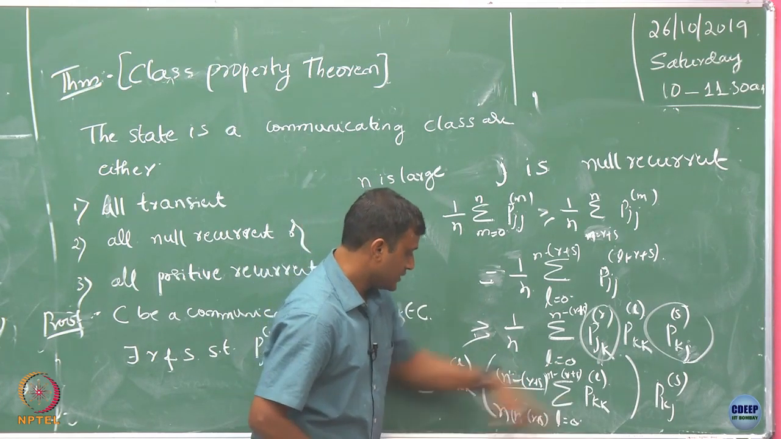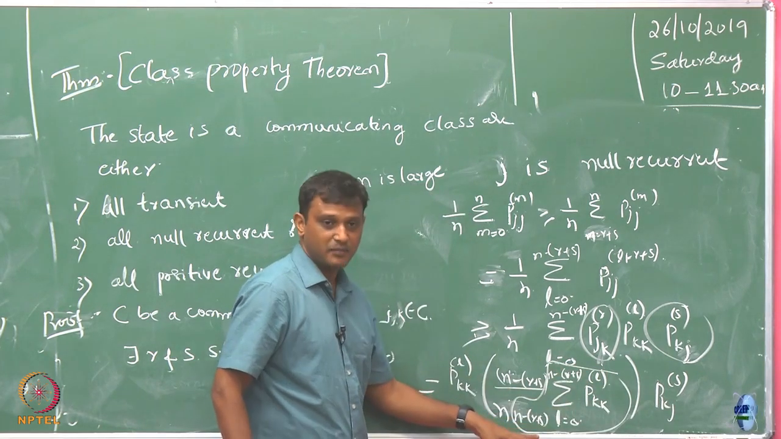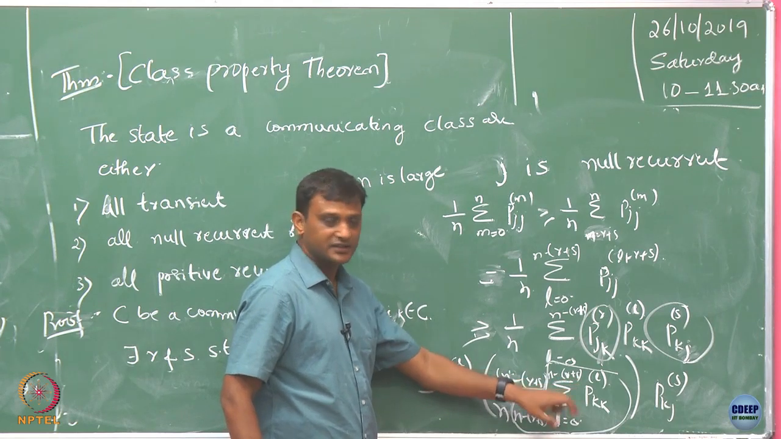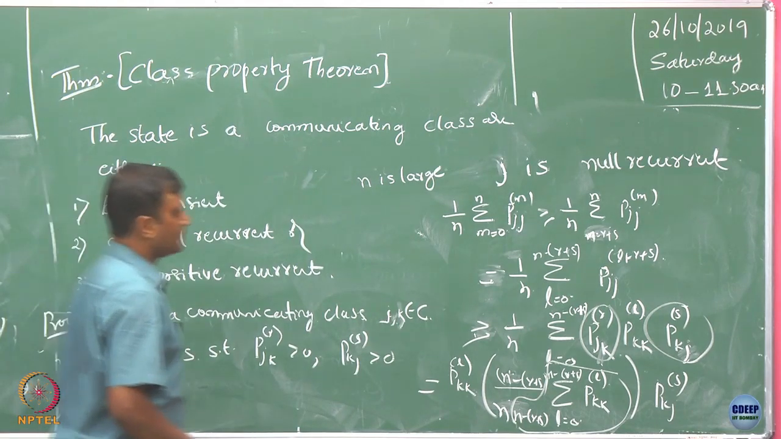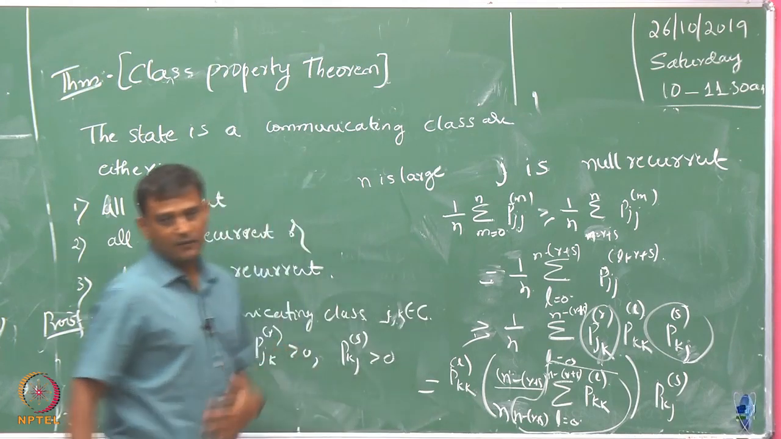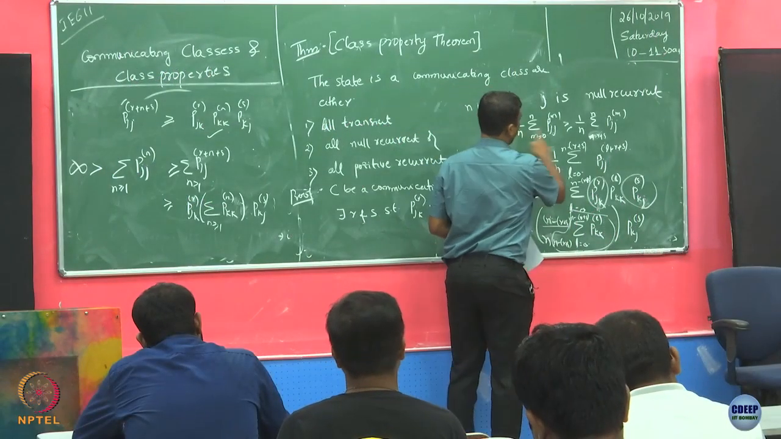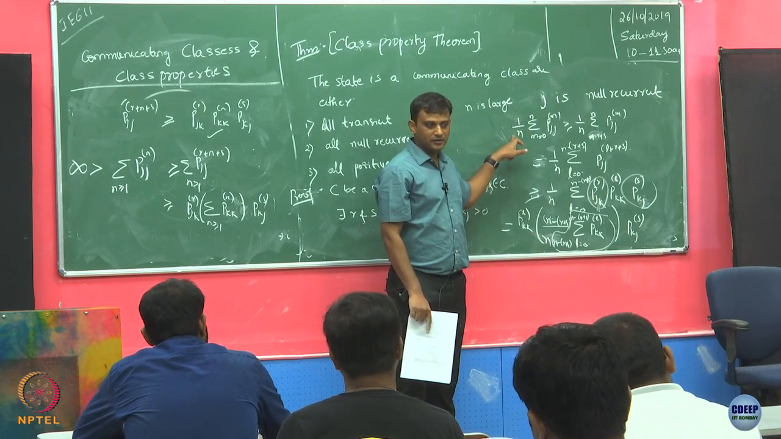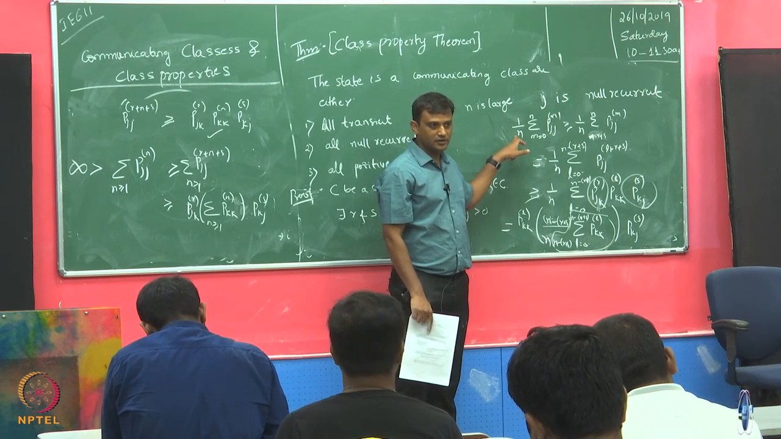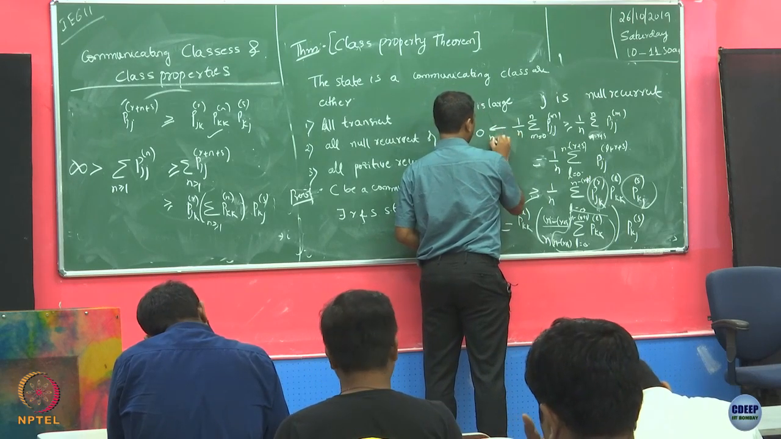Now if you look at this quantity here, this is now the average of n minus r plus s terms, right? So there are n minus r plus s terms, and I am also dividing by the same number. Now let's apply our result. As n goes to infinity, and this j is null recurrent, what did I say? Where does this quantity go to? Limit n tends to infinity. So this goes to 0 as n goes to infinity.